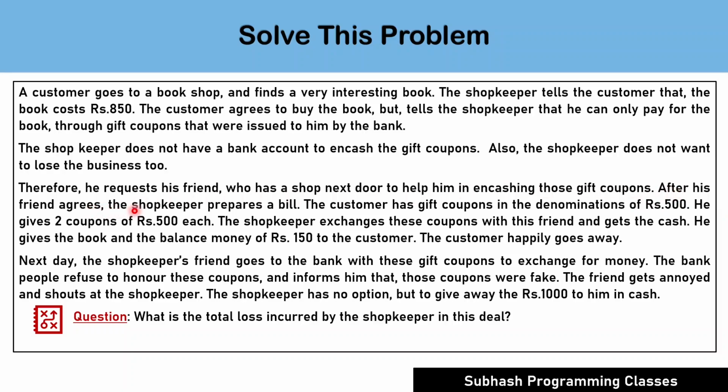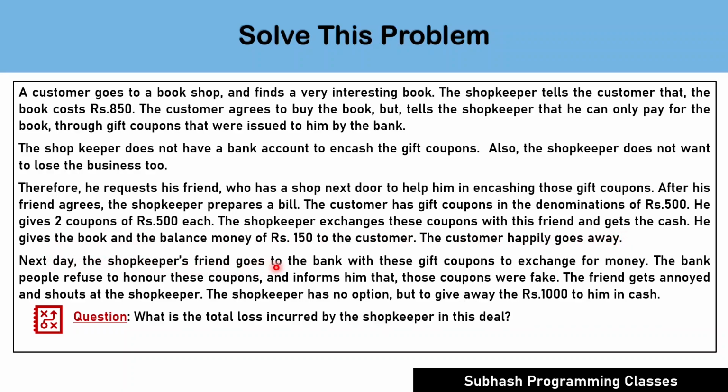After his friend agrees, the shopkeeper prepares a bill. The customer has gift coupons in the denominations of rupees 500. He gives two coupons of rupees 500 each. The shopkeeper exchanges these coupons with his friend and gets the cash. He gives the book and the balance money of rupees 150 to the customer. The customer happily goes away with the book.